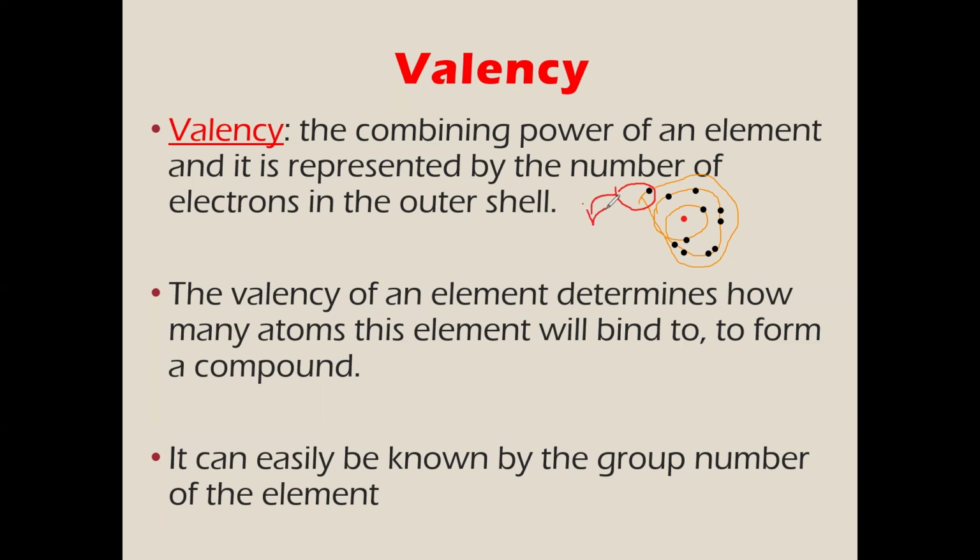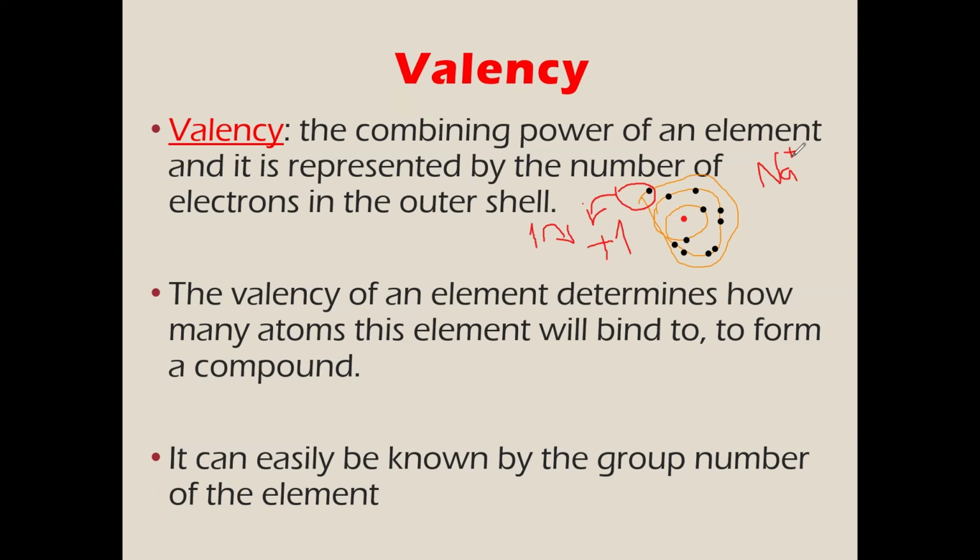And because it's only 1, it tells us that this atom, sodium, can lose 1 electron, forming a positive 1 ion, Na+. That is the first piece of information we know from its group number. So the group number equals the valency number, and the valency is the number of electrons in the outermost shell. And it will give us some important information.